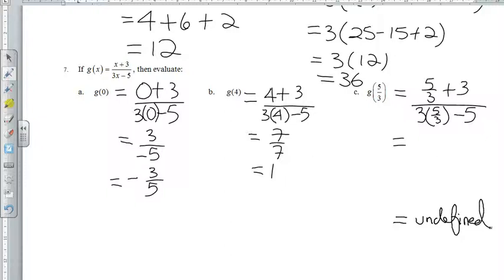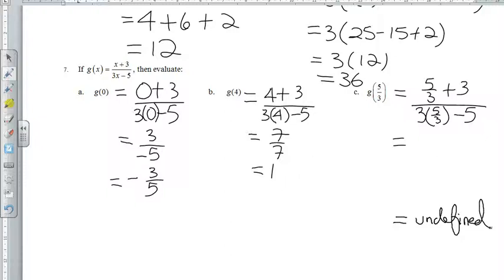It's true. That is true. It is undefined. You tell me why it's undefined. What's up with 0? What's 3 times 5 thirds? 5. 3 times 5 thirds is 5. Minus 5 is 0. Does it matter what's up top? No. Because you can't do what? Can't divide by 0. Right.